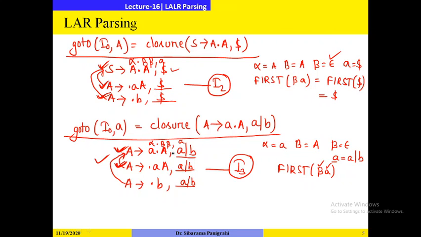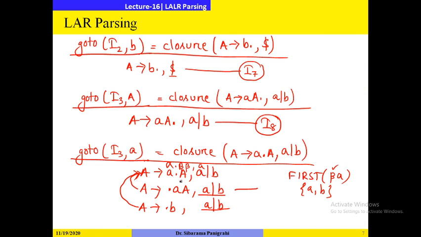A gives to A dot A or B dot A or B. A gives to dot B A B. So you see this is same to I3. Okay, this is same to I3. So I3 by taking small a it goes to I3.